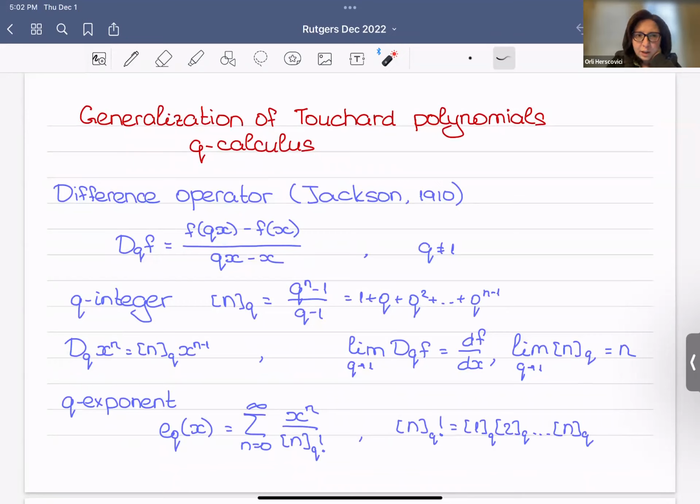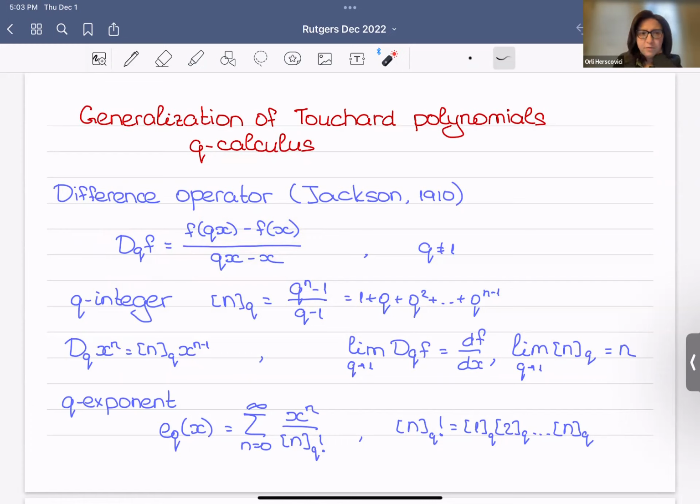It started in 1910, when Jackson defined the difference operator D_q of f, which is the ratio of f of qx minus f of x to qx minus x. Obviously, from this definition, the parameter q should be different from 1. Today, we usually call it the Jackson derivative.